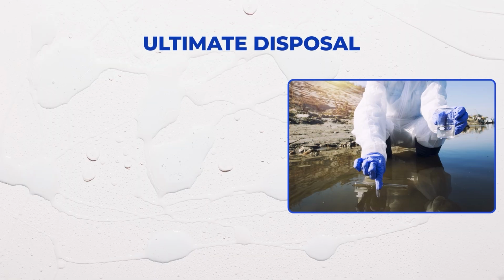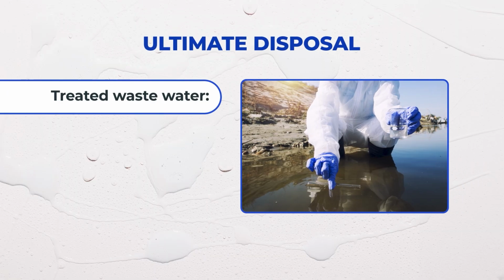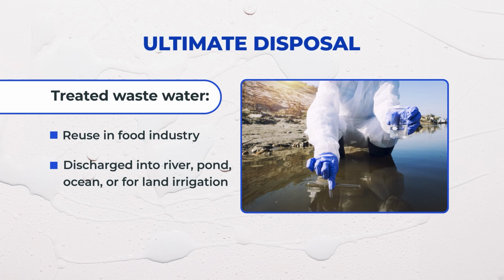So, ultimate disposal of the liquid, that is the treated wastewater, and the sludge. The treated wastewater can be reused in the food industry, can be discharged into the river, pond, ocean or used for land irrigation. It can be reused as drinking water if the quality of the treated wastewater is of drinking water quality, or it can also be used for non-process purposes, for cooling, for the cleaning of the areas which are not food contact surfaces. So, for non-process areas also this treated water can be reused.